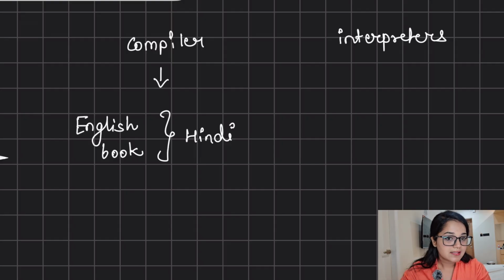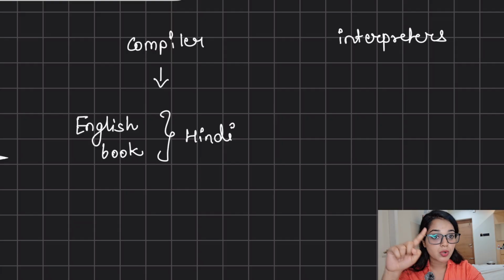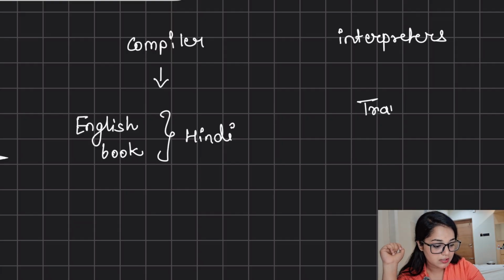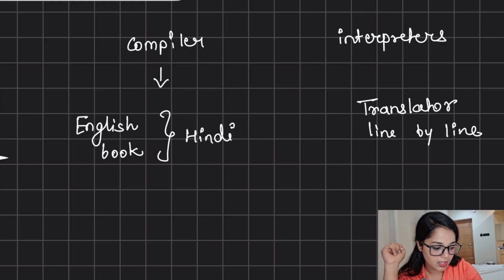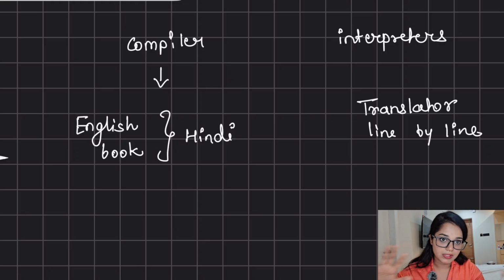But let's say I'm hiring a translator here, which is going to translate whatever I speak in English into Hindi. So one sentence I speak in English gets translated into Hindi. The second sentence I speak in English gets translated into Hindi. This is what an interpreter does. The interpreter acts more like a line by line translator, basically. And the compiler is the translator that translates completely at once.